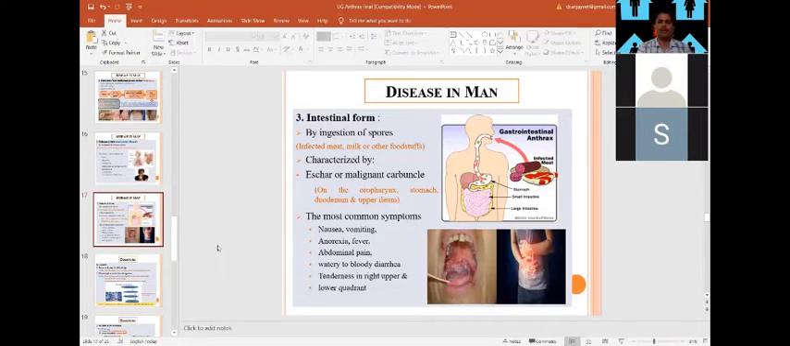Third form is the intestinal form. This is mainly due to ingestion of anthrax spores from contaminated or infected meat, ingestion of infected meat or milk, or other foodstuffs. It is mainly characterized by the formation of scars or malignant carbuncles on the oropharynx, stomach, duodenum or upper ileum. The most common symptoms are nausea, vomiting, anorexia, fever, abdominal pain, bloody diarrhea, and tenderness of the right upper and lower quadrant of the body.